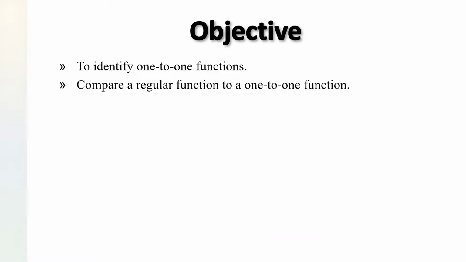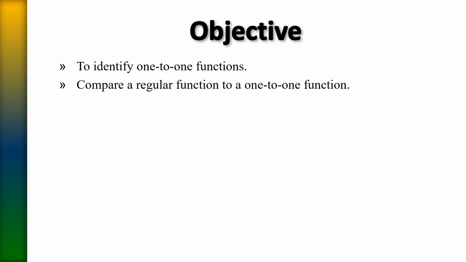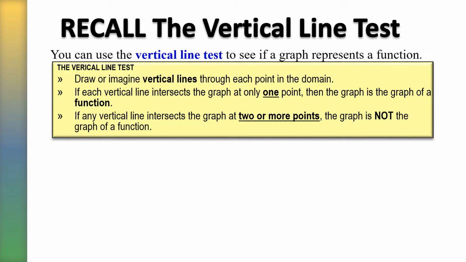In this lesson, we will identify one-to-one functions and compare one-to-one functions to regular functions. One-to-one functions. Recall the vertical line test is a test that can be used to determine whether a relation is a function or not.